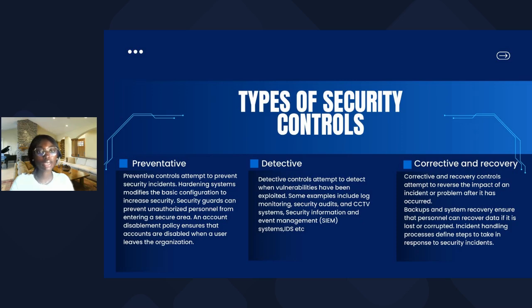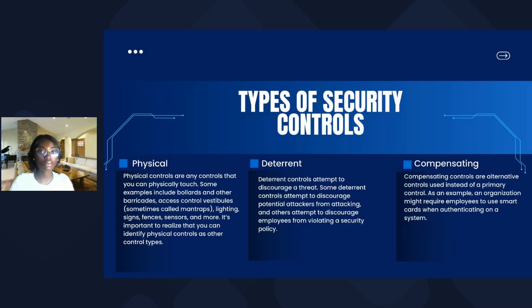On my next slide, I have other types of security control. We have physical, deterrent, and compensating. So for physical, what you're trying to do is implement security controls that are physical. You can almost touch them, not even almost. You can touch most of them. You can physically touch them, all of them. Let's even say all of them, right?